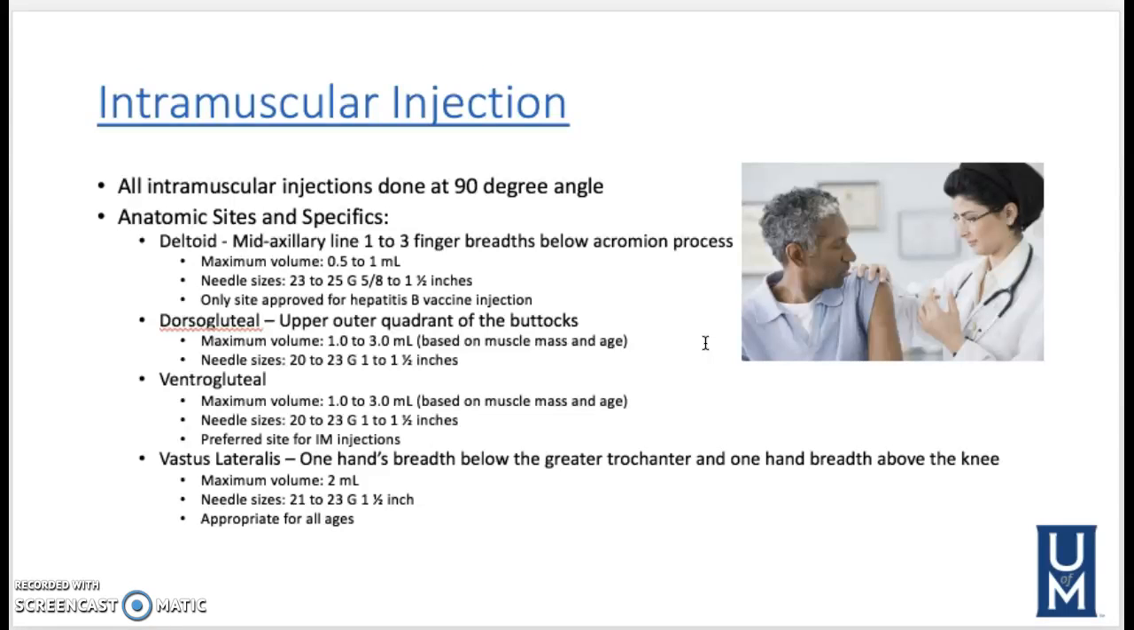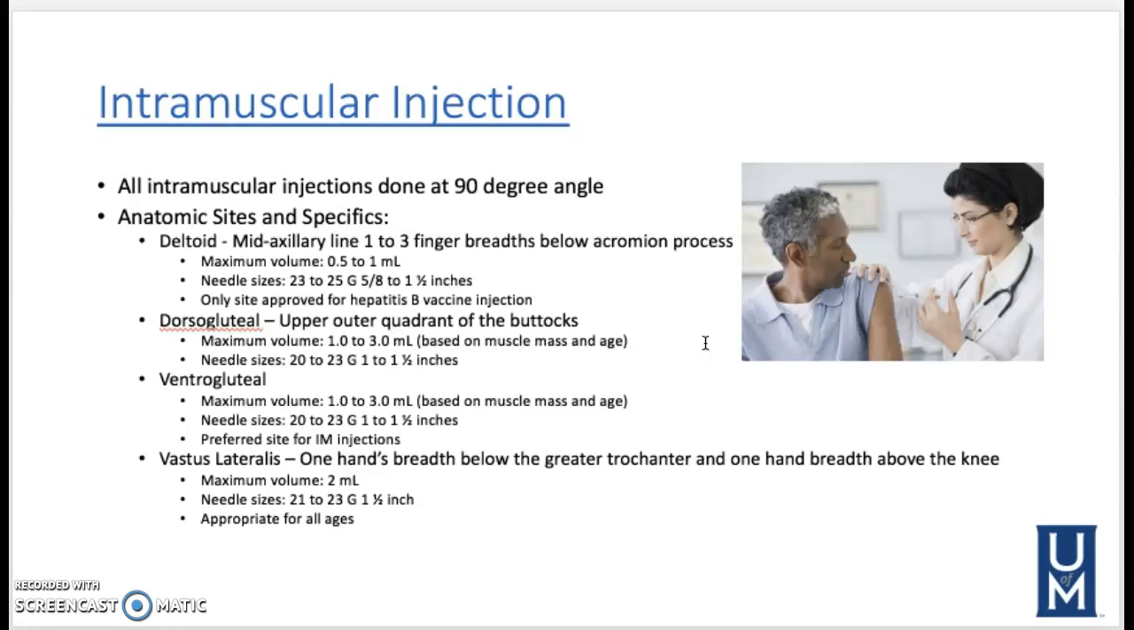Our last injection site is going to be the vastus lateralis. This is our thigh. So 1 hand's breadth below the greater trochanter and 1 hand breadth above the knee. So if you place 1 hand right below that hip, that bony prominence of your hip, and 1 hand right above your knee, that area in between is where you can give this vastus lateralis injection.